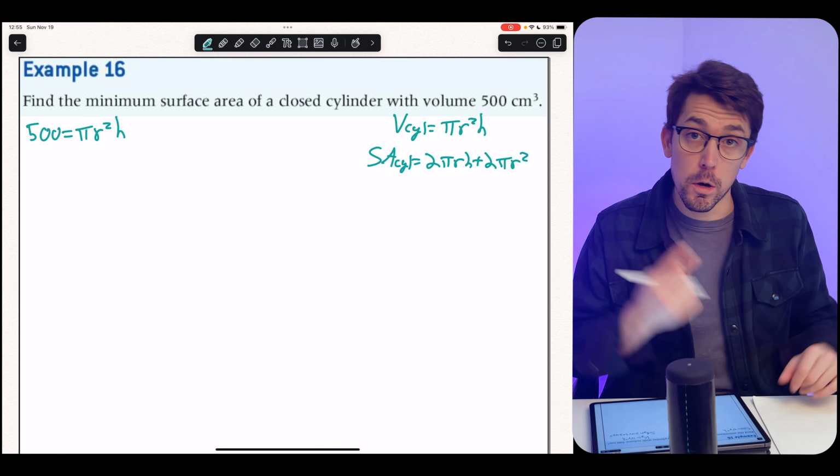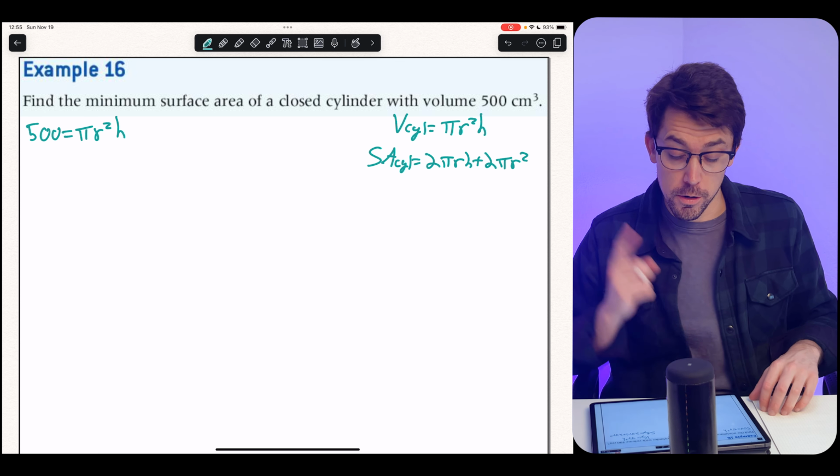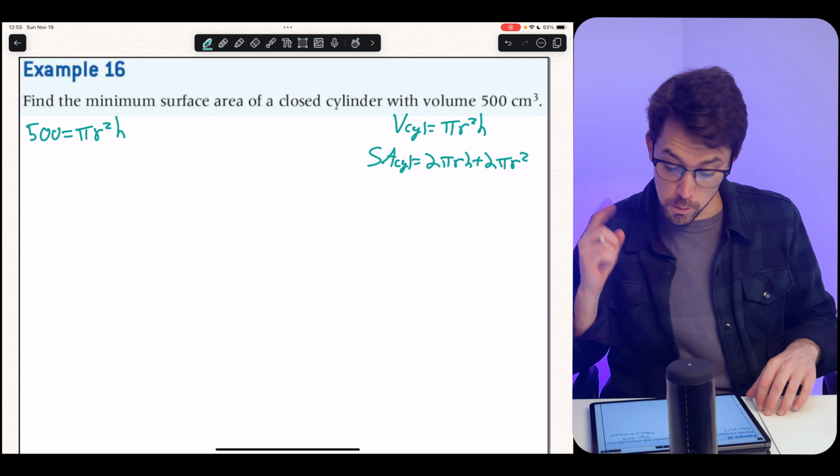in a previous video, link above in the description or in the corner of the screen, if we solve this for one of the variables, in which case h, we can plug that into the surface area, and now we can have a graph that represents the surface area, find the minimum point in the calculator, and figure out what the radius is that'll give us that minimum surface area.